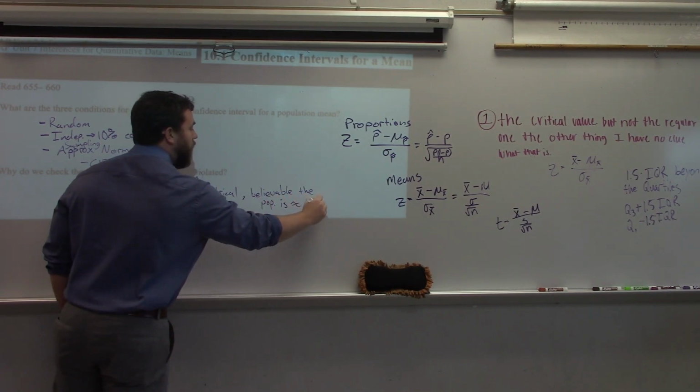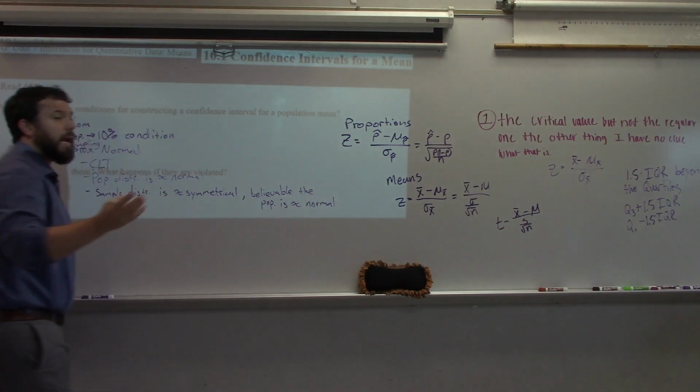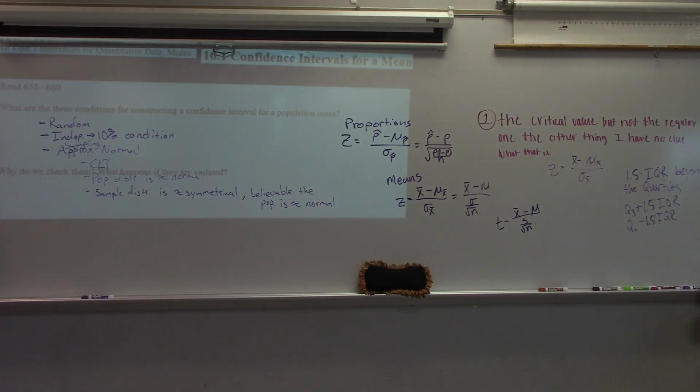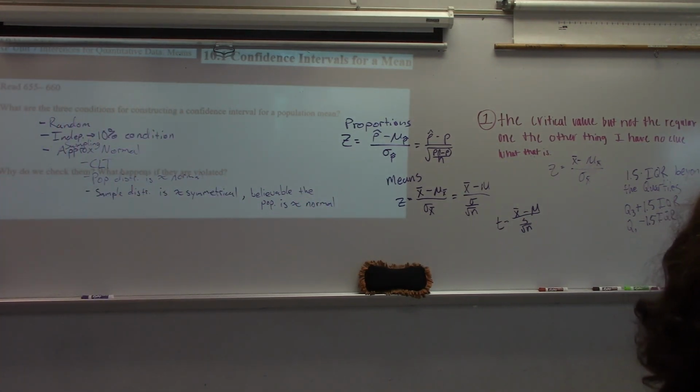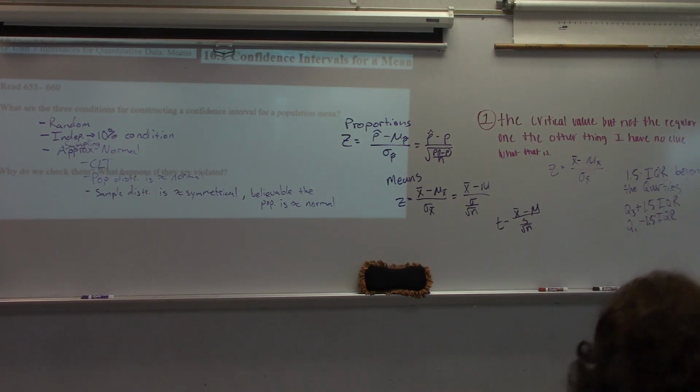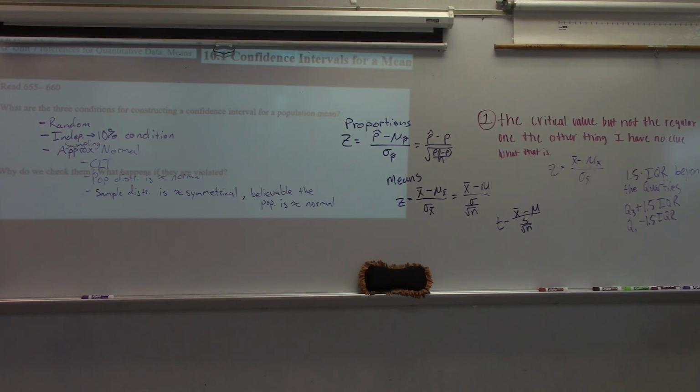Now, the reason why though, right, this is not math. This is a mathematical science. We are using mathematics, but nothing in statistics is 100%. That is the beauty and the frustration, okay? So, but if that sample distribution is approximately symmetrical, it is believable the population is approximately normal. And so we need that normality. Because what happens, Haley, if those conditions are violated?